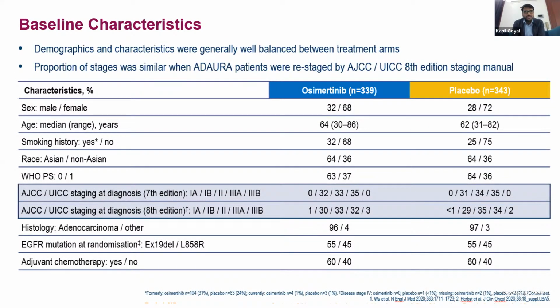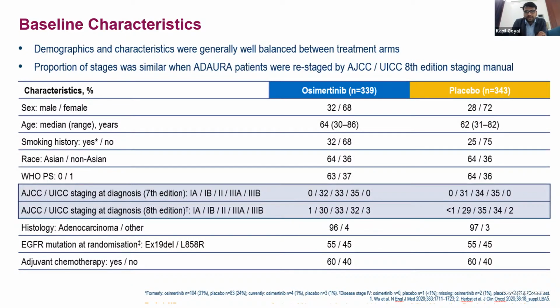Here in this table, we can see the baseline characteristics in both the arms. The proportion of stages was similar when ADAURA patients were restaged by the AJCC edition manual. Most of the patients were female, 72%, and the median age was 64 years. Two-thirds of the patients were non-smokers, while one-third were smokers. Most of the patients were Asian. AJCC staging and diagnosis were taken by the 8th edition.